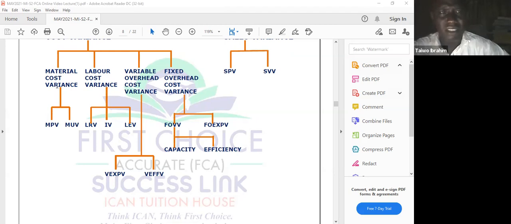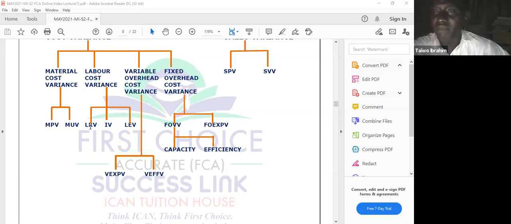Now, you can now understand that when we say material cost variance, it's actually subdivided into two parts. It's either material price variance or material usage variance. Now, let us look at the labor. What is it about the labor cost that can affect the total cost of the organization and affect the profit of the organizations? Now, there are three things about the labor which can lead to labor cost variance. You can write it down.